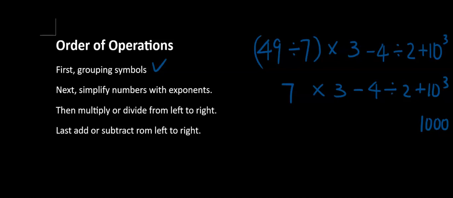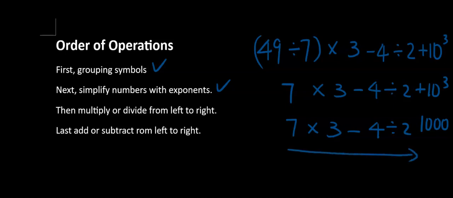Let's continue to do this. We're going to copy it down. We took care of the exponents. Next one, we're going to multiply or divide. Whichever you say first, but your order is from left to right. All right, let's look at this. What is 3 times 7? 3 times 7, that's 21.